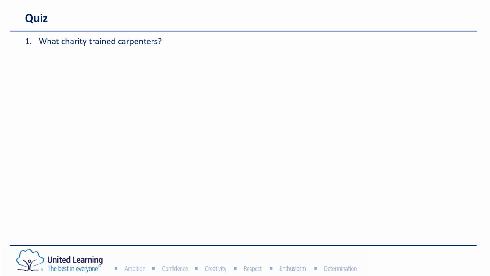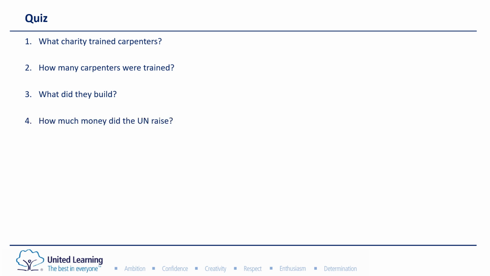Right, I have a quick quiz for you. Question 1, what charity trained carpenters? Question 2, how many were trained? Question 3, what did they build? Question 4, how much money did the UN raise? And question 5, who did the Filipino government want to visit after the typhoon? Pause it here and have a go.